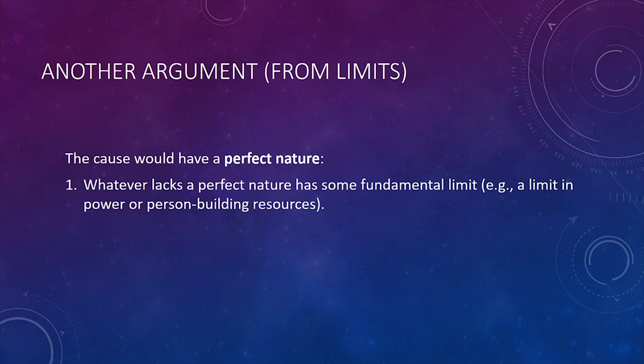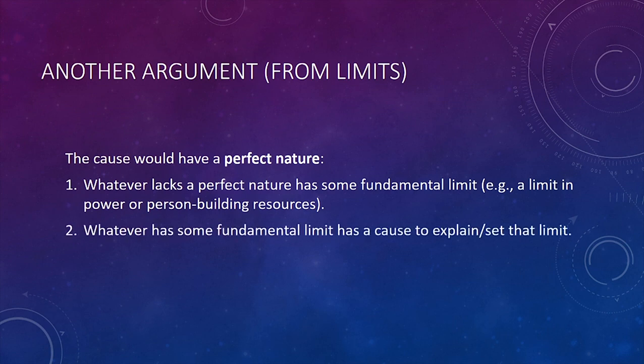Premise 1, whatever lacks a perfect nature would have some fundamental limit. For example, a limit in power or a limit in person-building resources. That is, it has some limit in its ability to produce a world that can unfold to produce beings like us, people. The thought here is that only something with a completely perfect nature could lack any fundamental limit. If it doesn't have a completely perfect nature, then it's going to have some particular fundamental limit somewhere, some limit in its being.